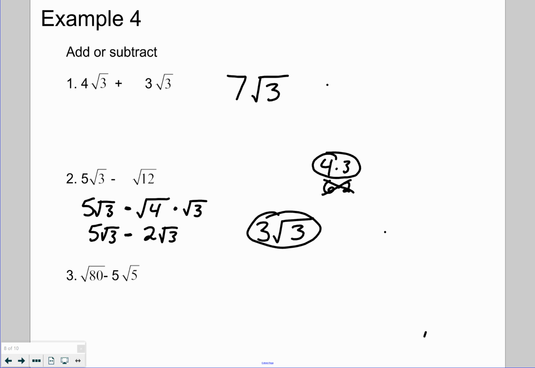Now, I get asked this question every year. It's just a coincidence that these numbers are the same. That's just a coincidence. It's all good. A lot of students are like, oh, will that always be the case? No. Just a coincidence.